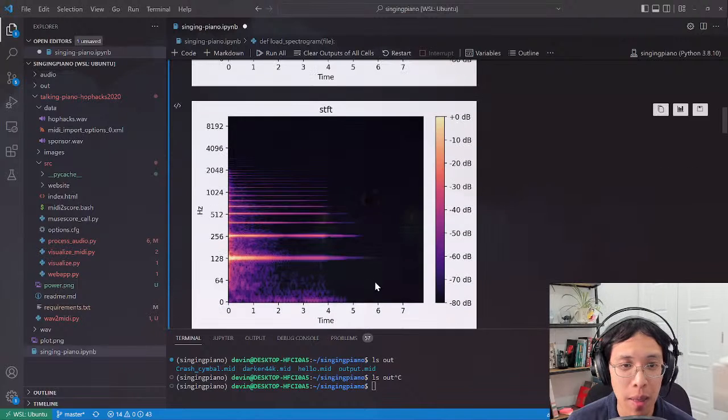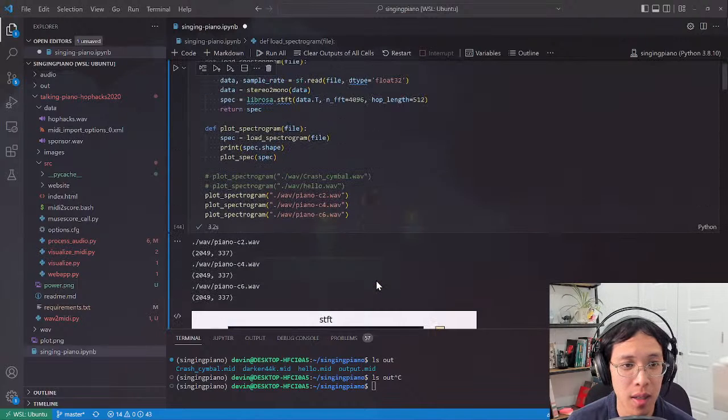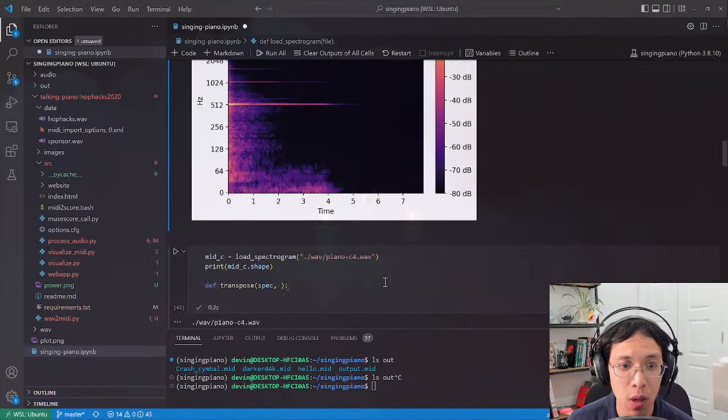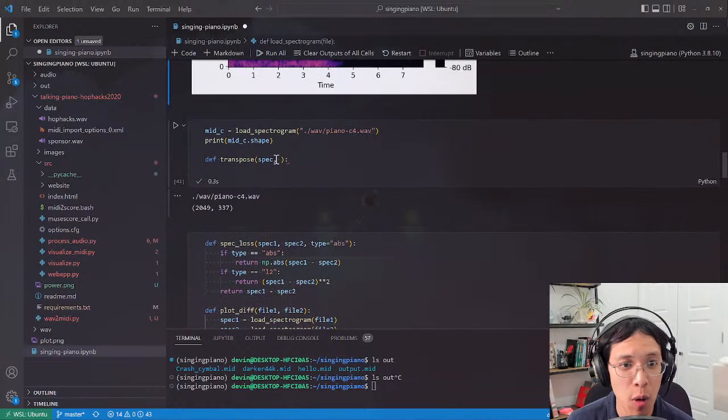Okay, so anyway, that's kind of the picture of some notes. Now, the next thing I wanted to do was transpose these.